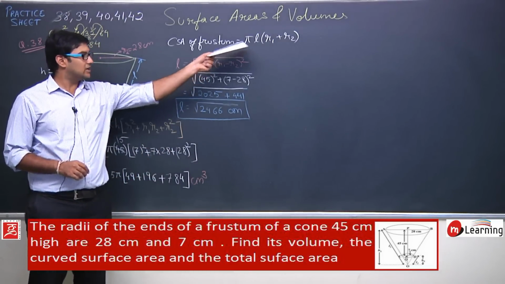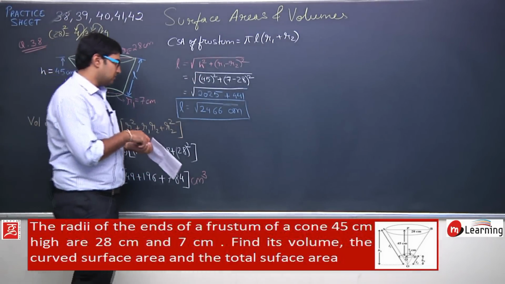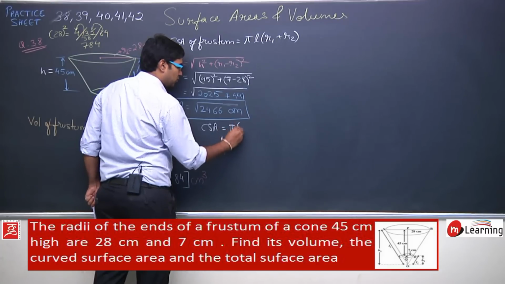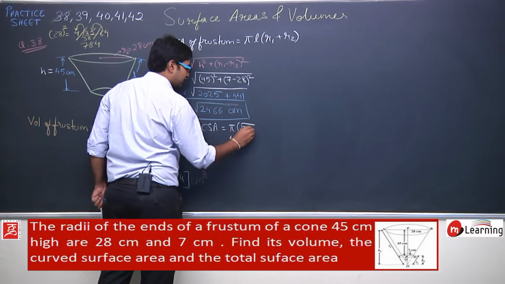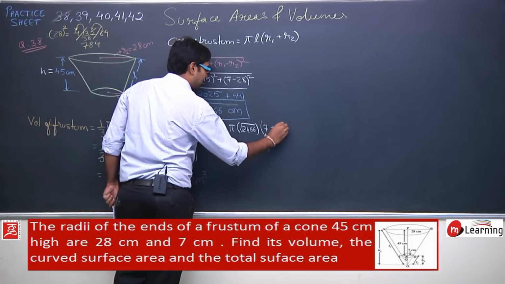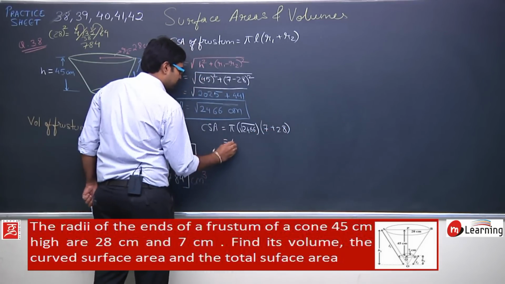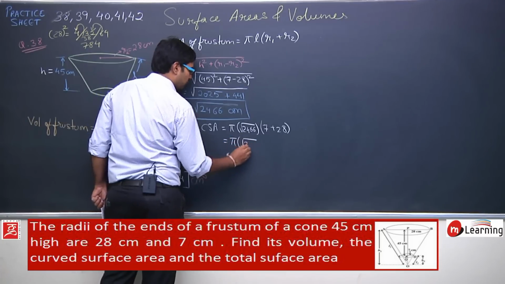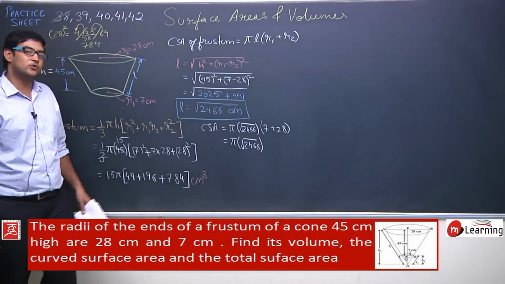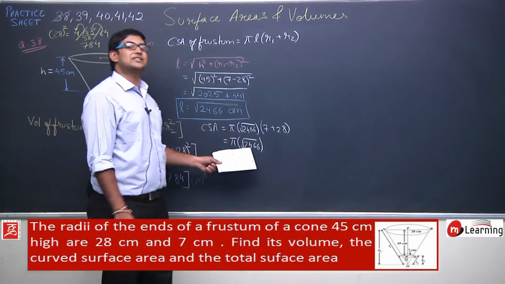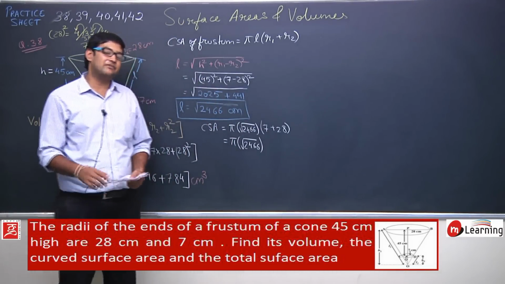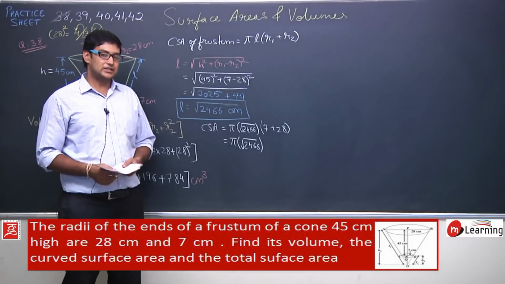Let us calculate the curved surface area. The curved surface area will be CSA will be pi into L, that is square root of 2466 into R1 plus R2. R1 is 7 and R2 is 28. So this will give you pi into square root of 2466. Now how to calculate the square root of 2466? For this we have discussed the long division method. Try to remember the long division method that I have discussed in polynomials.